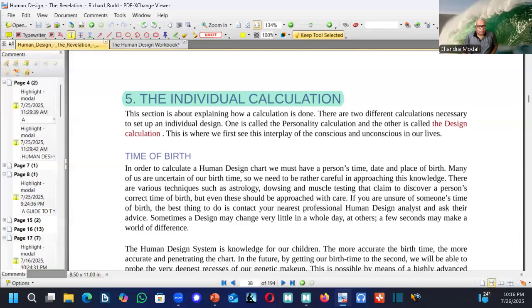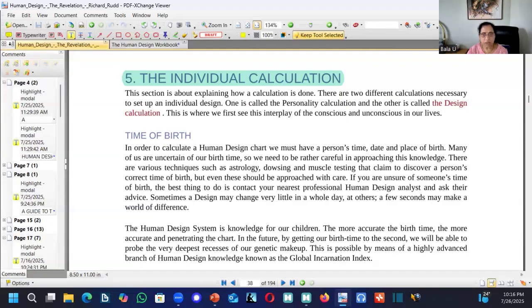Time of birth. In order to calculate a human design chart, we must have a person's time, date, and place of birth. Many of us are uncertain of our birth time, so we need to be rather careful in approaching this knowledge. There are various techniques such as astrology, dowsing, and muscle testing that claim to discover a person's correct time of birth. But even these should be approached with care. If you are unsure of someone's time of birth, the best thing to do is contact your nearest professional human design analyst and ask their advice.